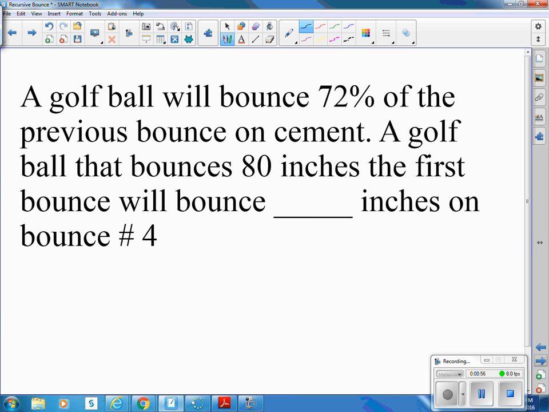A golf ball will bounce 72% of the previous bounce on cement. A golf ball that bounces 80 inches the first time will bounce how many inches on bounce number 4? So that's 3 more bounces.